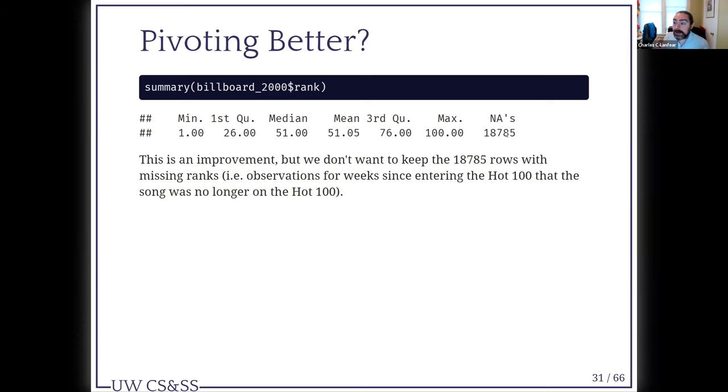The reason for that is every week that a song was not on the Billboard Hot 100, it still had an NA value in the original data set. We've just pivoted them down, and now all those times when any given song was not on the Billboard are still in our data. They're just missing values. Okay? We don't actually want these. The song was not on the Billboard Hot 100, so we can get rid of those rows.